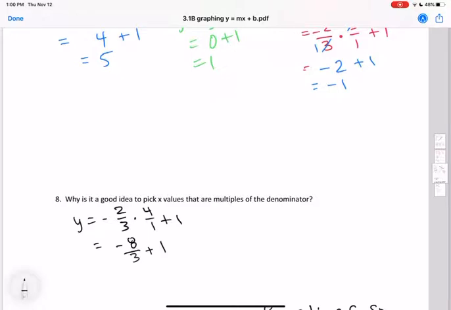So what we want to do is pick multiples of that bottom number. You want to pick multiples of the denominator because it will wipe out your fraction, right? So for example, if we had y equals, I'm just going to write 3/5 x plus 2. I just totally made that up. What would be some good x values to pick? For my negative, I'd go with negative 5 because it would wipe out that 5. I still love 0 and then 5.